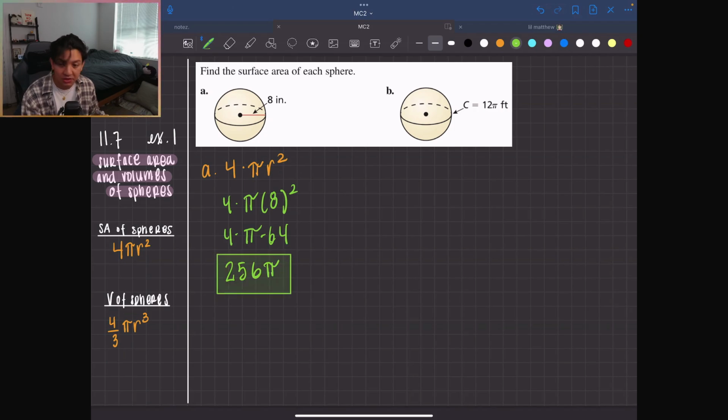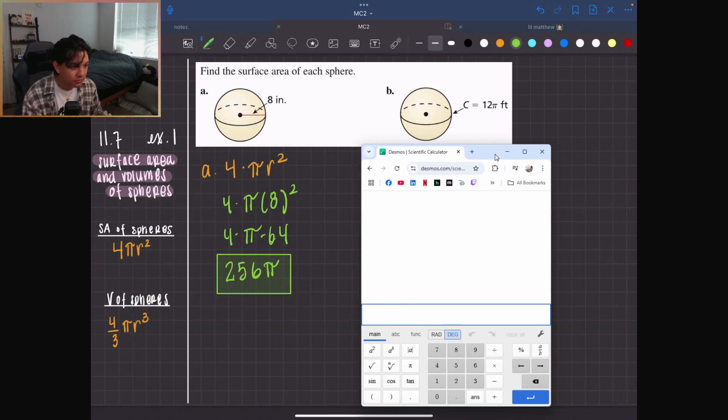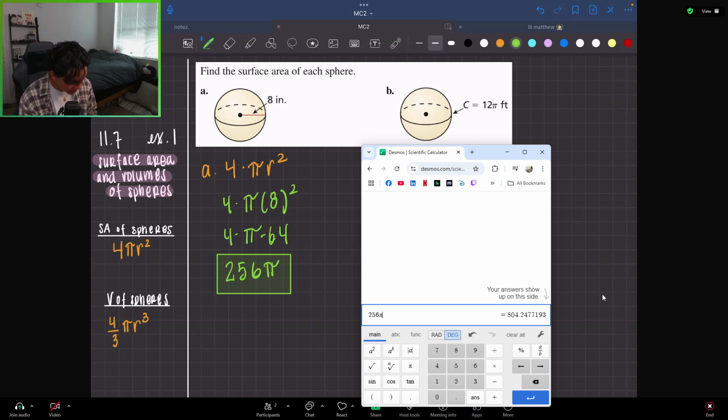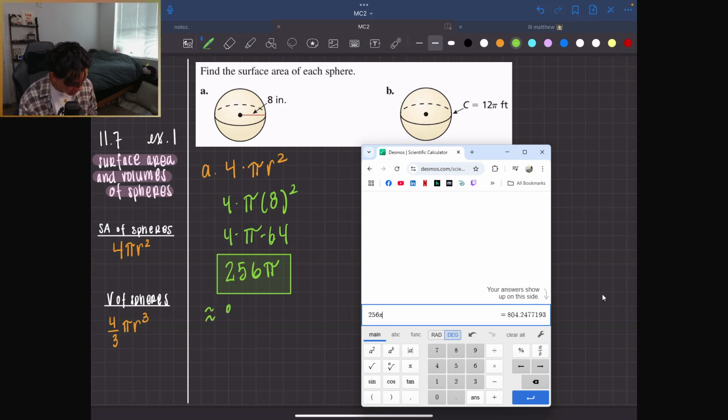But if we wanted to find out the actual value of this, let's go ahead and pop this into a calculator. 256 pi is going to be approximately 804.247. And since this is surface area, this is going to be in inches squared. So we can also put our actual value too. Nice.